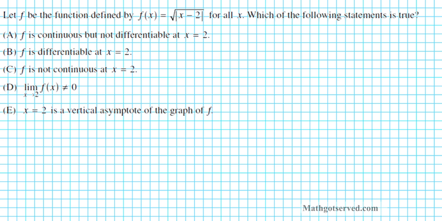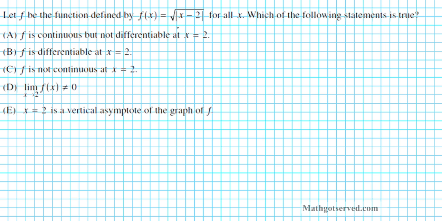All right, let's take a look at the next problem. It says let f be the function defined by f of x equals the square root of the absolute value of x for all x. Which of the following statements is true? Okay, so is f continuous but not differentiable? F is differentiable at 2. F is not continuous at x equals 2. The limit as x approaches 2 of the function is not 0. X equals 2 is a vertical asymptote of the graph of f.